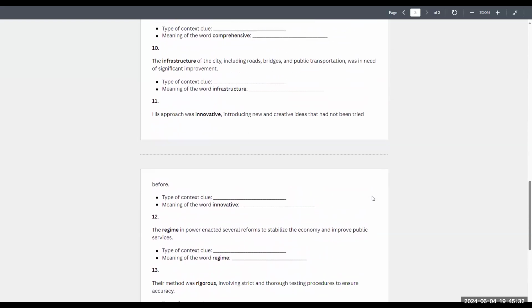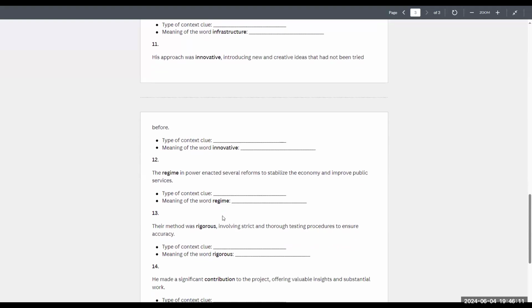All right. So number 10, the infrastructure of the city, including roads, bridges, and public transportation, was in need of significant improvement. What does the infrastructure mean? Yeah, the public transportation, the roads, the bridges, that's the city's infrastructure. And this is, what kind of a clue is that? Example or list? Both would work. Example or list.